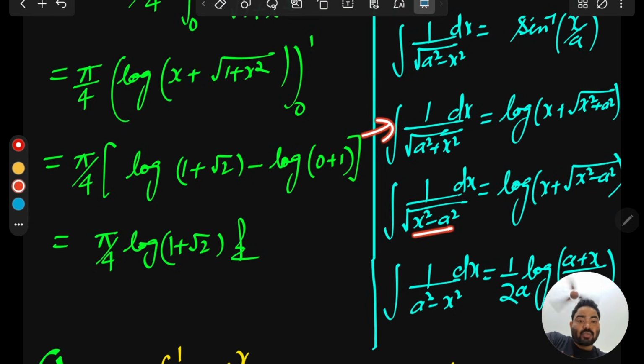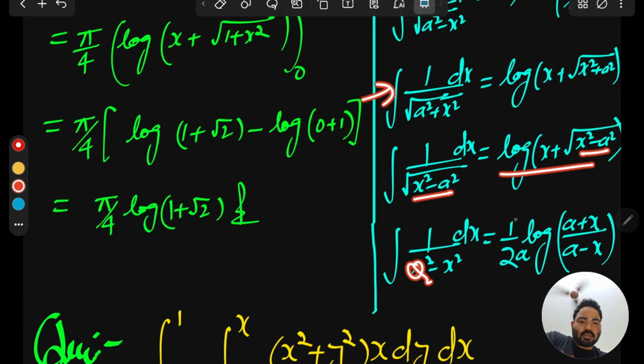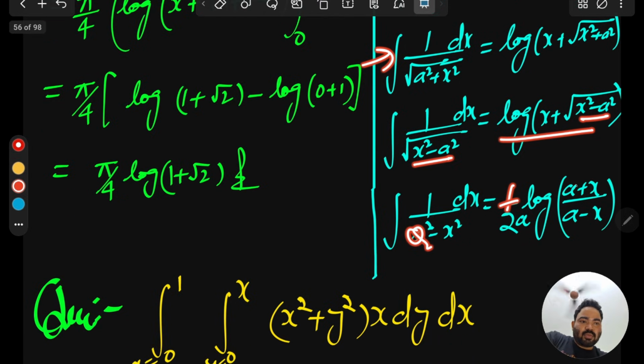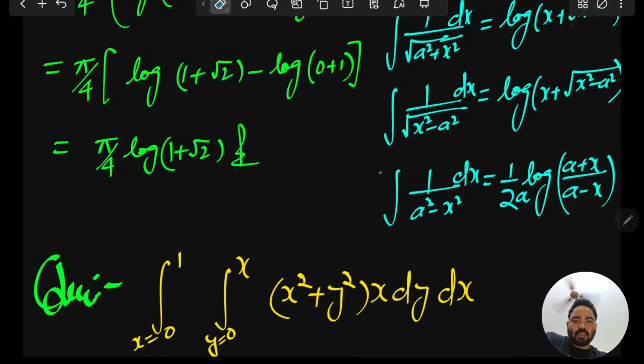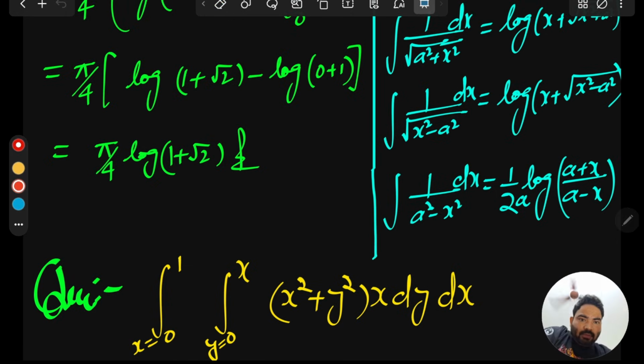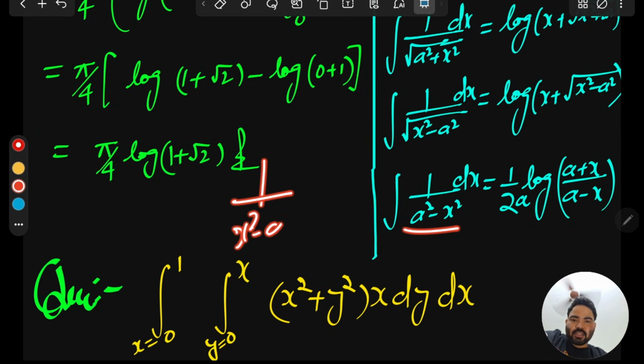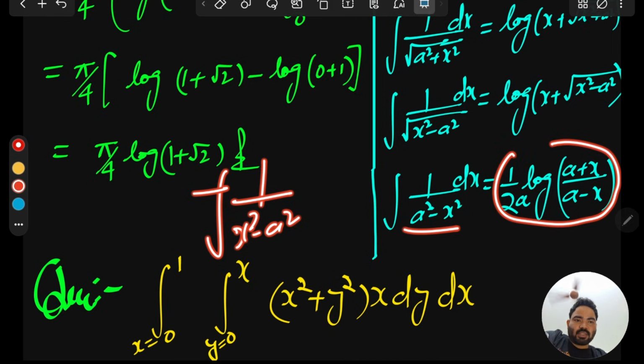And if there is x square minus a square, then this is log of x plus under root x square minus a square. And if there is a square minus x square, then this formula is 1 upon 2a, log of a plus x upon a minus x. This is the golden formula you have to remember. Also, if you notice x square minus a square, then you can take minus common, and after that the formula becomes the same. And if you want to multiply, then just reverse the log, you will get the same thing. And here you can notice some modulus terms, that is fine.